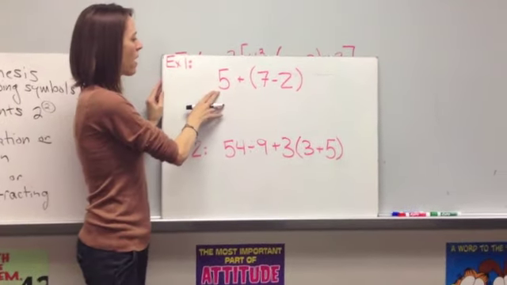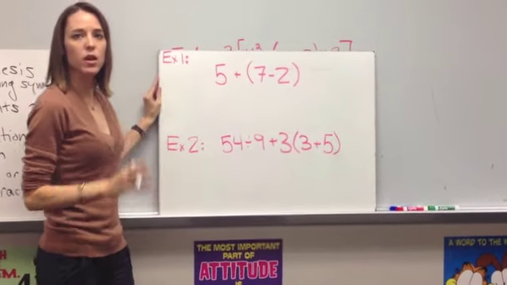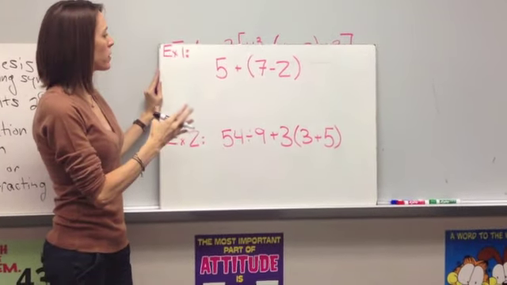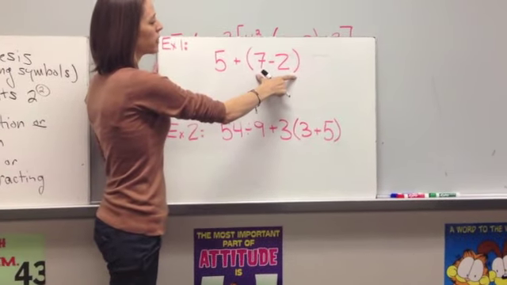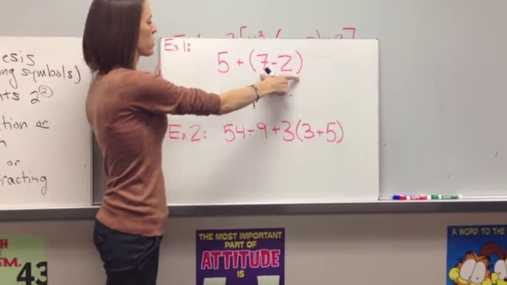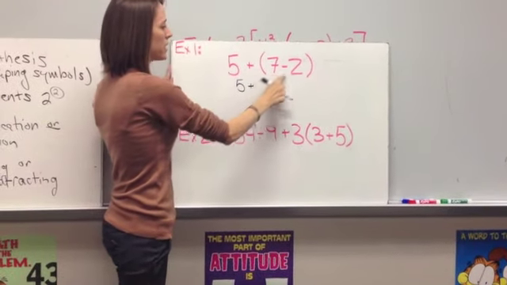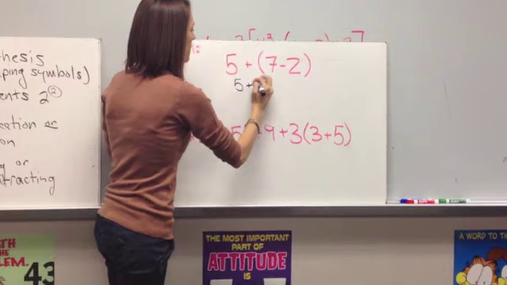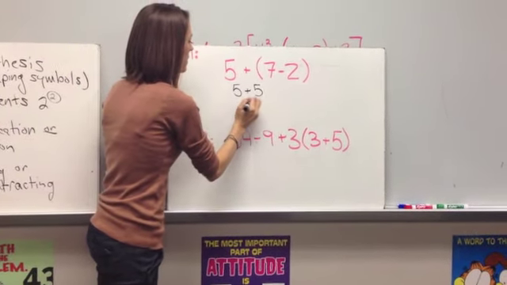Okay, so we have 5 plus the quantity 7 minus 2. So if you remember from PEMDAS, the first thing you're going to do is look, do I have any parentheses or grouping symbols? Here are my parentheses, so that means I need to do this part first. So it's going to be 5 plus, and then 7 minus 2 is 5. Then 5 plus 5 is 10.